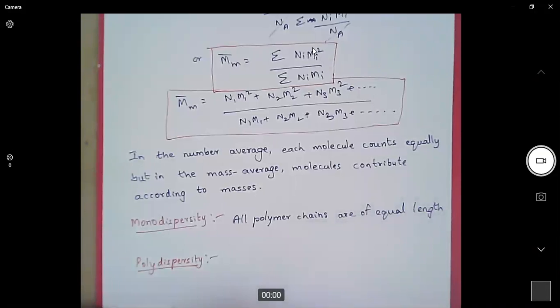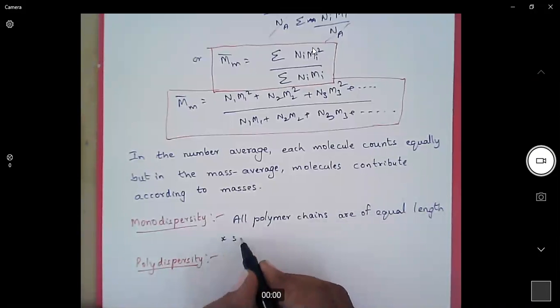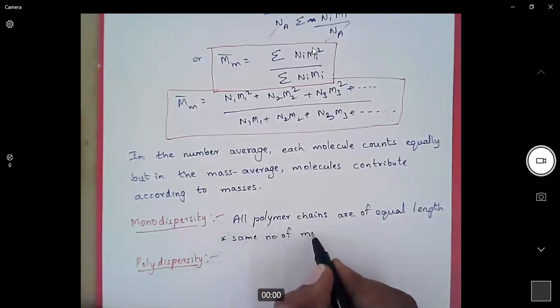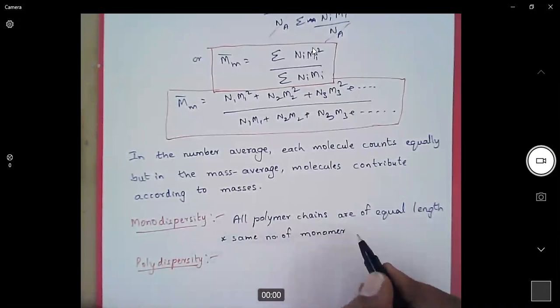If all the polymer chains are of equal length, that means they have the same number of monomer units, then the polymer is uniform. So it is called a monodisperse polymer.